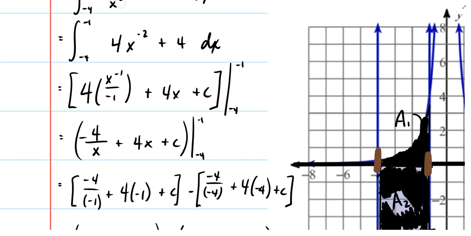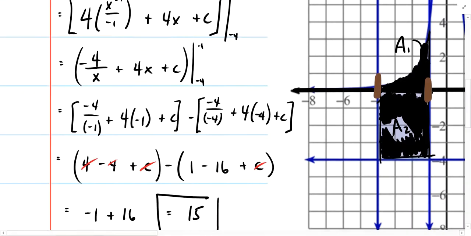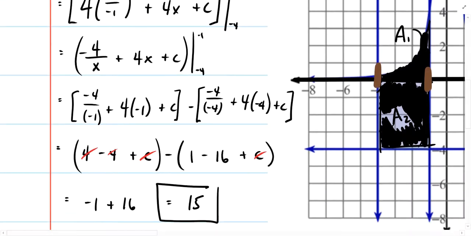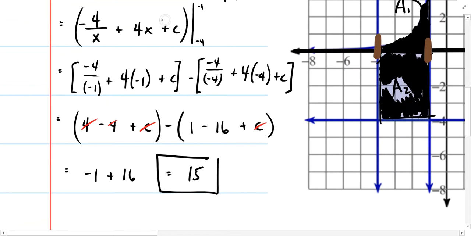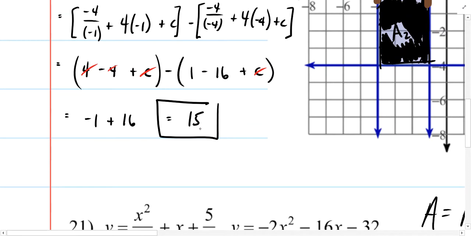So I chose to write 4 over x squared as 4 times x to the -2nd power. That allows me to use the power rule pretty easily to find the antiderivative, and we go through the process here. Evaluate this antiderivative at both -1 and -4. We evaluate at -1 first, and then at -4 second, subtracting in between. And during that process, we identify the total precise area between these two curves to be exactly 15 units.